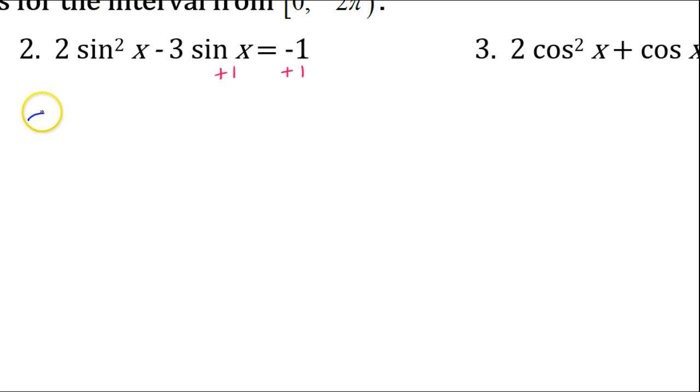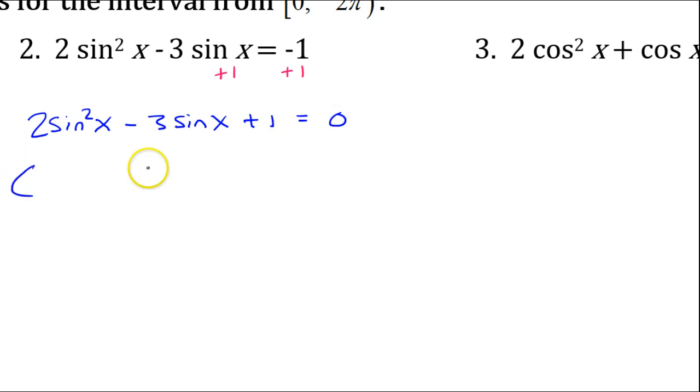So that is going to give me 2 sine squared x minus 3 sine x plus 1 is equal to 0. So in order to factor this trinomial, I'm going to think binomial times a binomial. So 2 sine squared x can only factor as 2 sine x times sine x. 1 can only factor as 1 times 1.